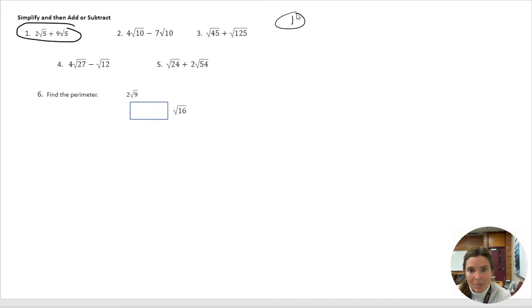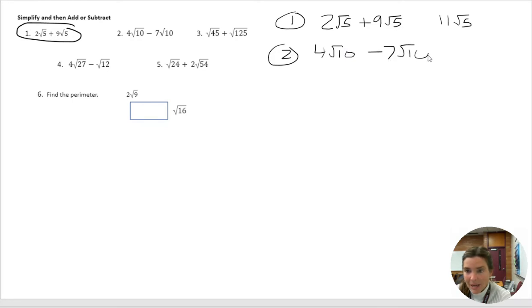So on number 1, 2 root 5 plus 9 root 5, those are both already like radicals, so we would just write that as 11 root 5. Okay, on number 2, 4 root 10, and then this is a negative 7 root 10, and those are also already like radicals because they both have a root 10. So we would say the answer would be negative 3 root 10.